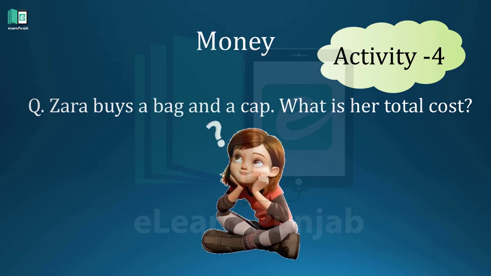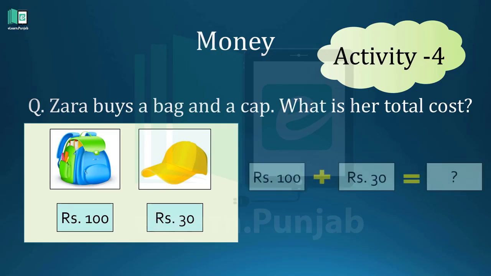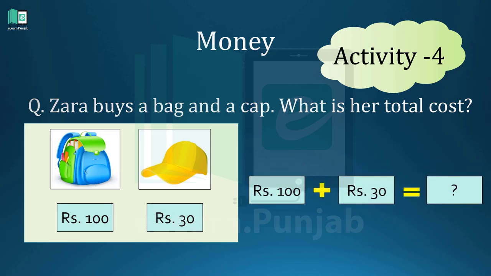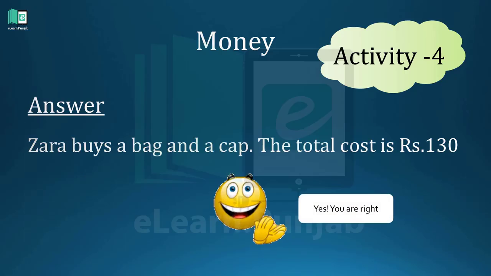Think about it and calculate the cost. The price of the bag is rupees 100 and the price of the cap is rupees 30. If you add them, 130 rupees, then what is the total cost? Total cost is rupees 130. Yes, you are right.